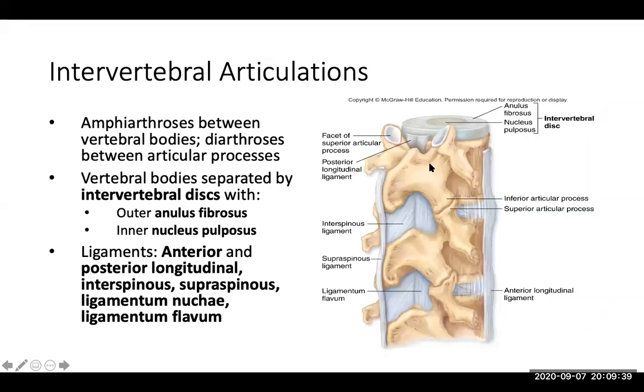Intervertebral articulations are amphiarthroses, so they're slightly movable between vertebral bodies, and they're diarthroses, so more movable between articular processes. Vertebral bodies are separated by intervertebral discs, and you have different ligaments that help to make these joints more stable. So here we have the intervertebral disc on top of the vertebral body of the vertebra, and you can see different ligaments keeping the vertebrae strengthened and together.